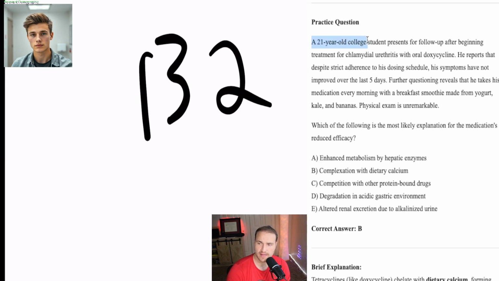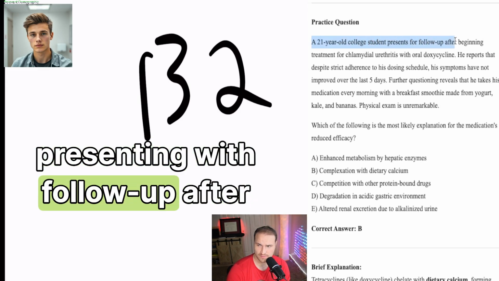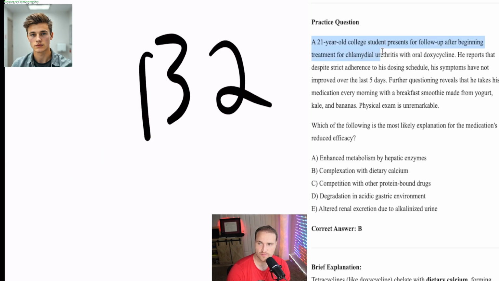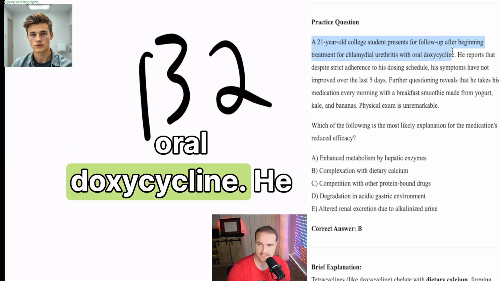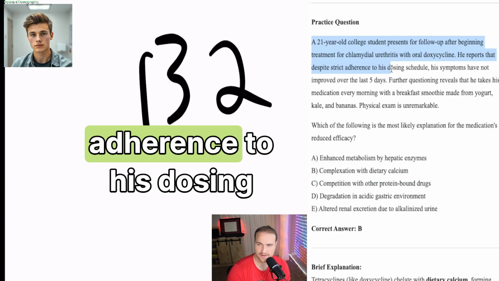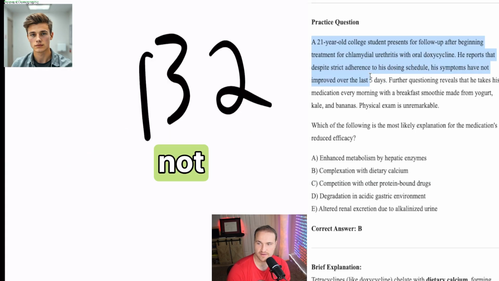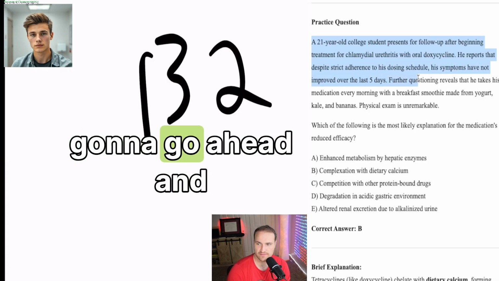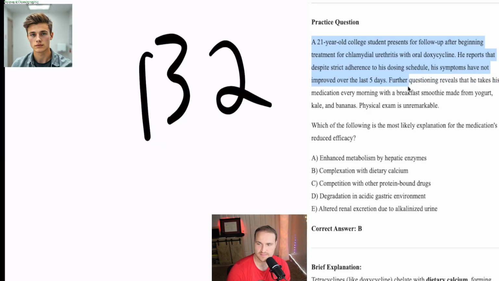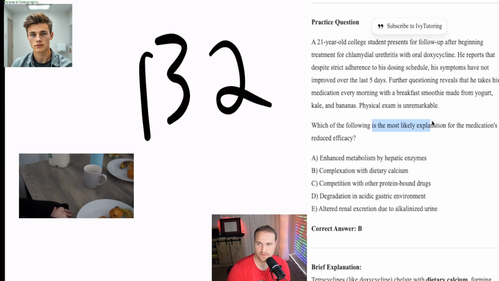So let's dive in. We have a 21-year-old college student presenting with follow-up after beginning treatment for chlamydial urethritis with oral doxycycline. He reports that despite strict adherence to his dosing schedule, his symptoms have not improved over the last 5 days. Further questioning reveals that he takes his medication every morning with a bunch of milk products. Which of the following is likely the explanation for the reduced efficacy? The answer is complexation with dietary calcium.